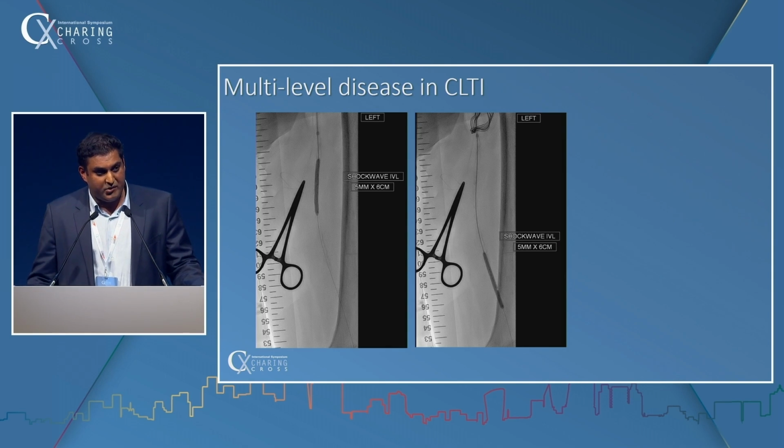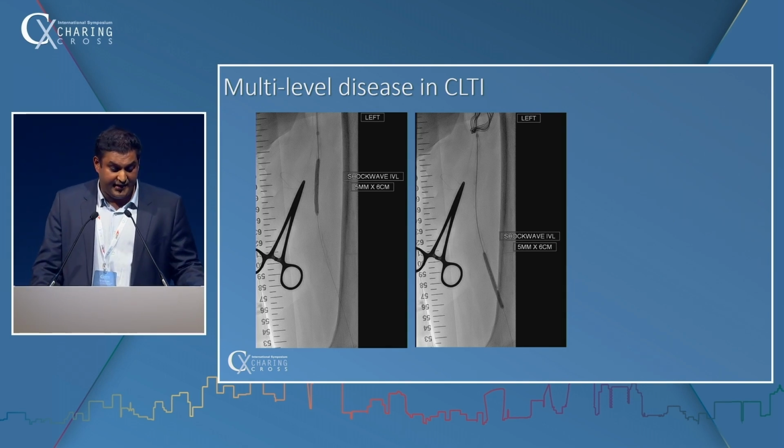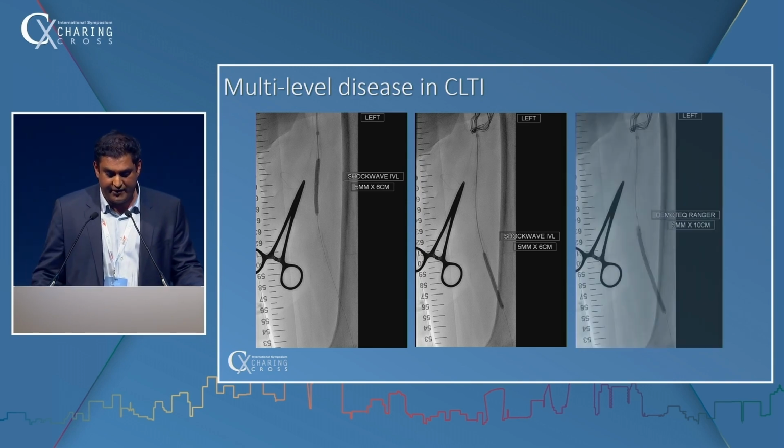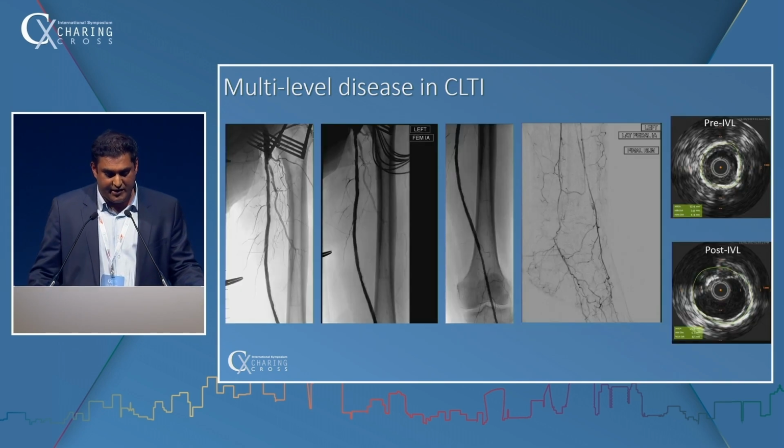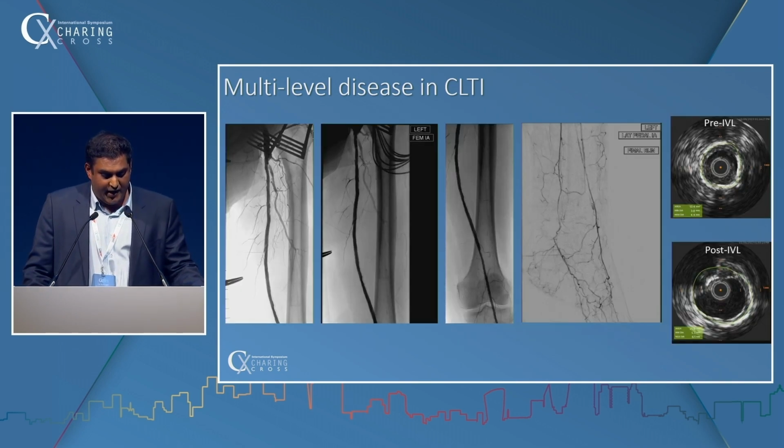Once we've crossed this lesion, using an appropriately sized balloon, again here you can see it's only a 5mm balloon. I showed a 4mm SFA on IVUS, followed by POBA and a DCB. And you can see here how the CTO has opened up very nicely, and her runoff is preserved.